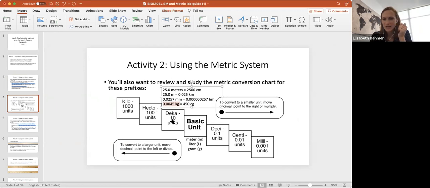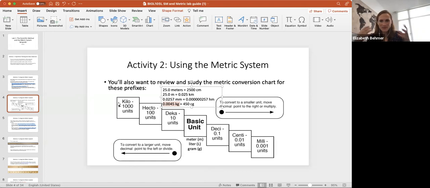King Henry died drinking chocolate milk. So King for K, Henry hecto, died deca. The base unit is nothing, put a space mark there. So King Henry died and then drinking chocolate milk, deci centi milli. So if you can remember that, that'll help you remember the order of those letters.